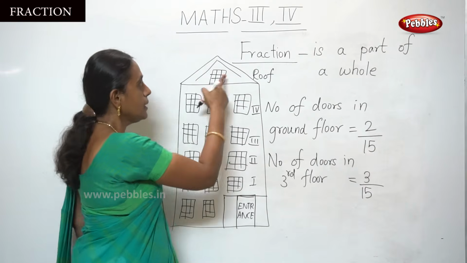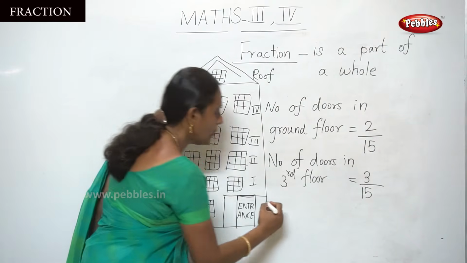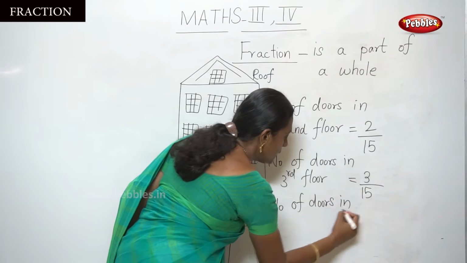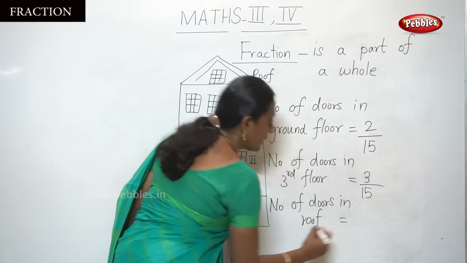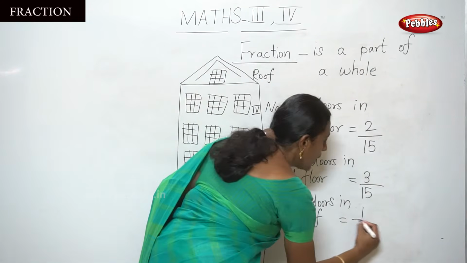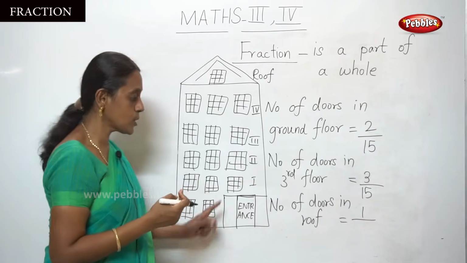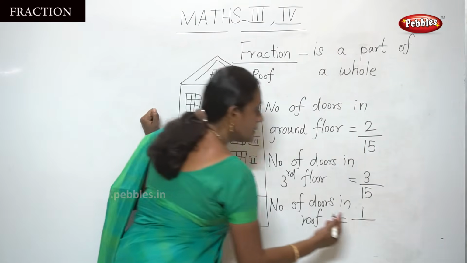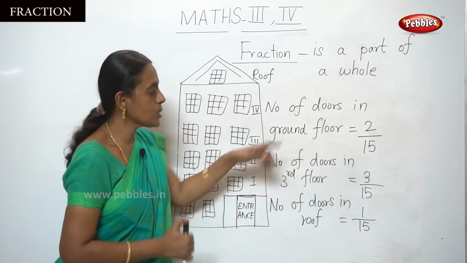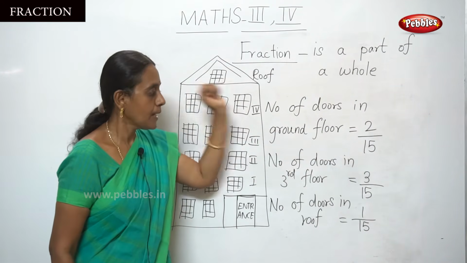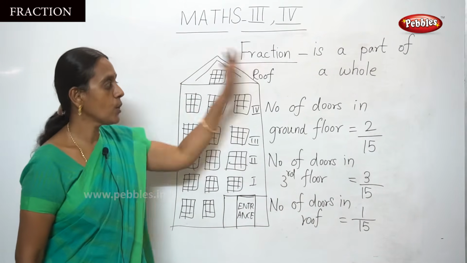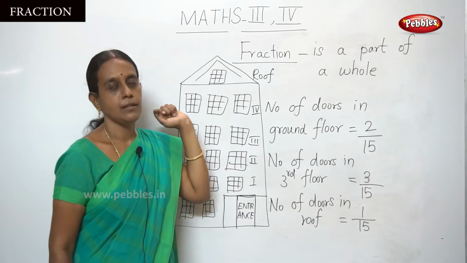And the number of doors in the roof. Here in the roof, there is only one door. Put 1, and the total number of doors we have counted is 15. So these answers, 2 by 15, 3 by 15 and 1 by 15, are called fractions. Do you understand now?